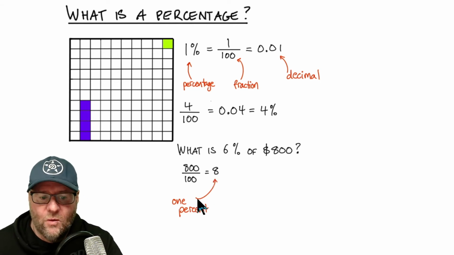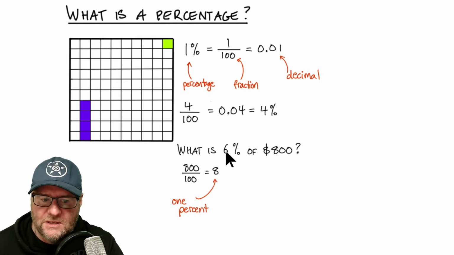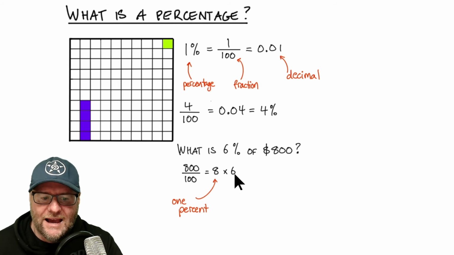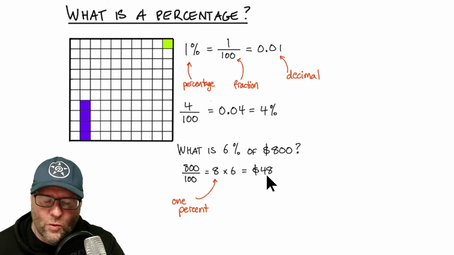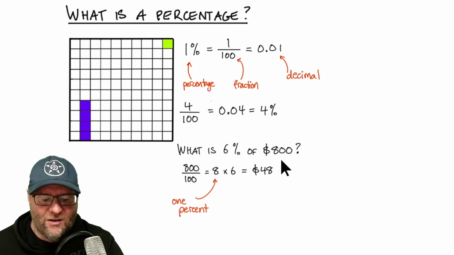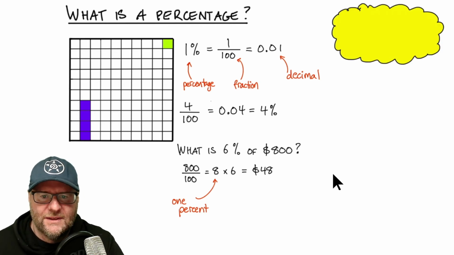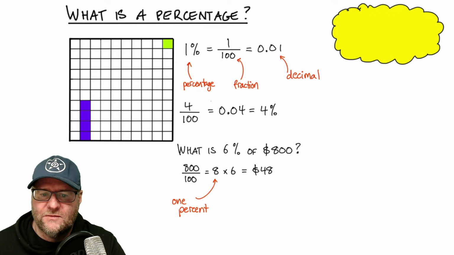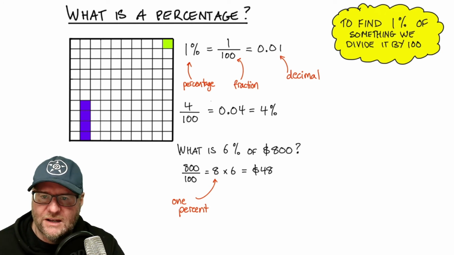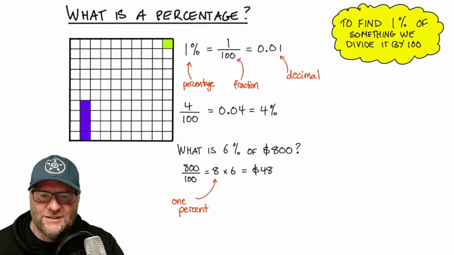So that is 1%. Now I want 6%. So all I do is I take this and I times it by 6, because that's one of them. I want 6. 8 times 6 gives me 48. So $48 is 6% of $800. So here's the main idea just summarized for you. To find 1% of something, we simply divide it by 100.